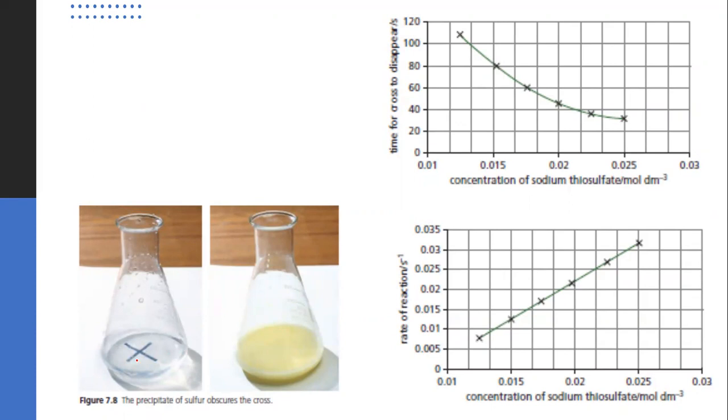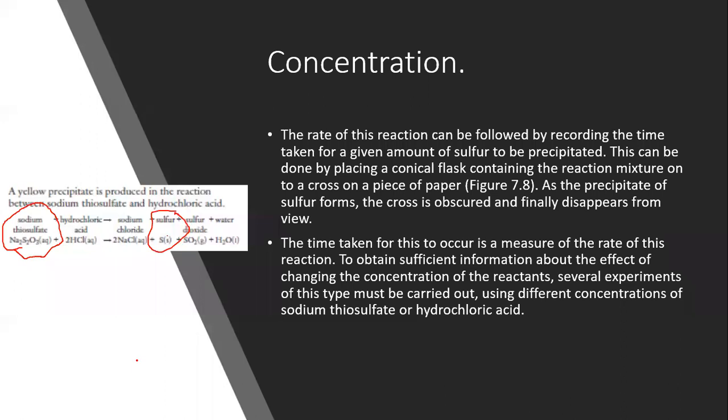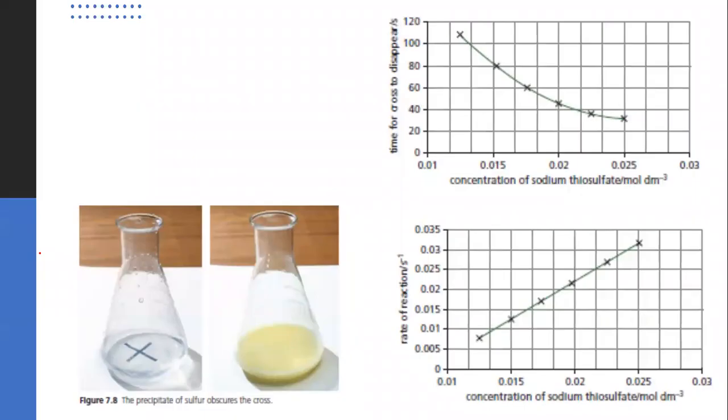Then you will change the concentration. You will use a higher concentration of sodium thiosulfate and repeat the experiment. You keep on changing the concentration of sodium thiosulfate and repeating the experiment, and you will end up seeing a graph like this. As the concentration is increasing, the time taken for the cross to disappear is decreasing. Initially, for example, it was taking around 80 seconds. After that, it was taking around 40 seconds. Right? So that is what you're going to observe.